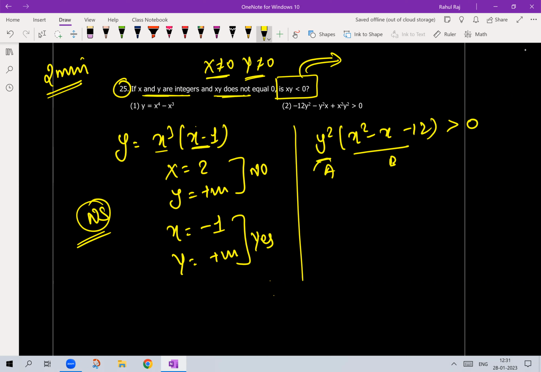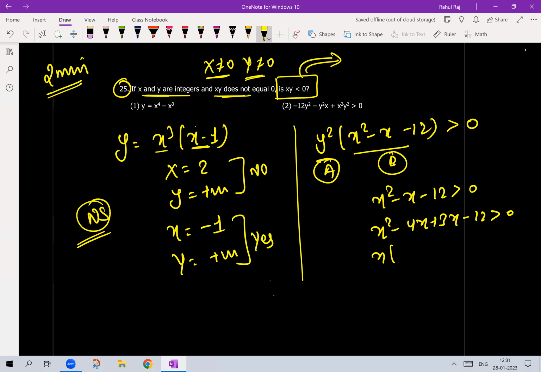It means if A is greater than 0, you know this, B has to be greater than 0. It means what? x square minus x minus 12 greater than 0. If you factorize this, what would happen? x square minus 4x plus 3x minus 12 greater than 0. That is x into (x minus 4) plus 3 into (x minus 4) is greater than 0. That is nothing but (x minus 4) into (x plus 3) is greater than 0.